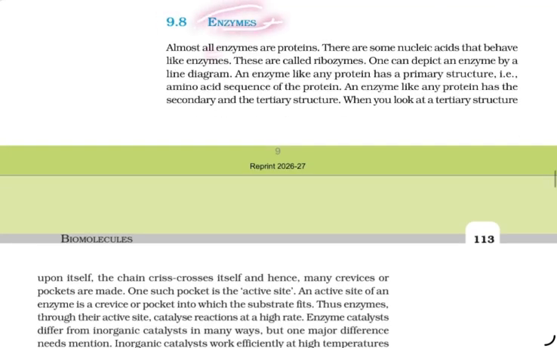Almost all enzymes are proteins, and there are some nucleic acids that behave like enzymes. These are called ribozymes. One can depict an enzyme by a line diagram. An enzyme is any protein that has a primary structure, an amino acid sequence. An enzyme, like any protein, has the secondary and tertiary structure.